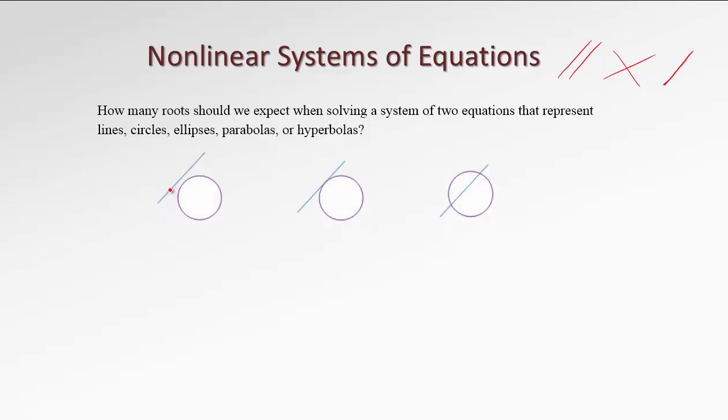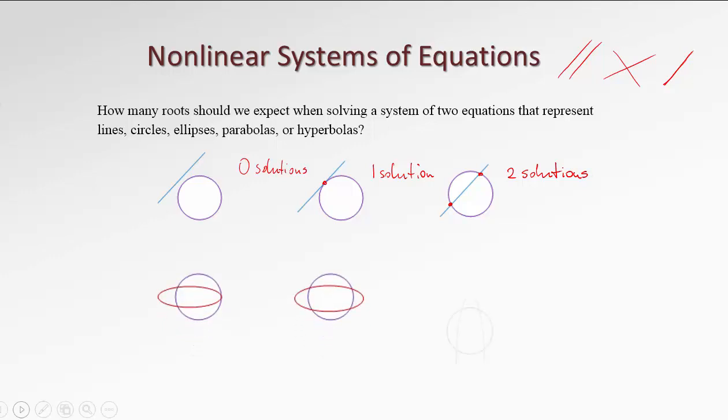Our two equations may represent a line and a circle, and even in this situation we may have three different outcomes. We may have no solution, 0 solutions, or one solution, as in this situation when the line is just touching, it is tangent to a circle, so we end up with one solution. Or we may have a situation that the line crosses the circle and gives us exactly two solutions.